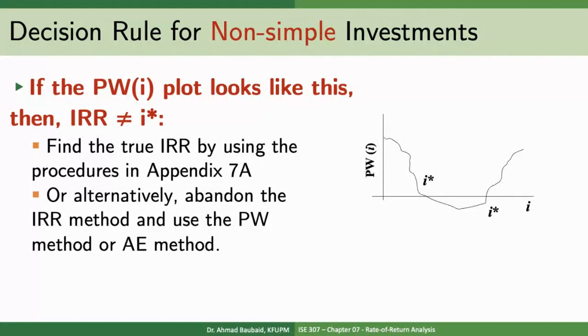If you have a non-simple investment, again, we've seen that in the flow chart just now. Of course, we have multiple I star values, right? So we don't have an internal rate of return per se, or it's difficult maybe to find or to determine which rate of return we need to use. And so in that case, we use appendix or chapter 7a, which comes right after chapter 7, not at the end of the book. This is right after chapter 7. I think before the questions, or maybe right after the questions, if you're interested. Or we can just abandon this IRR approach and just go back to the net present worth approach, or even the AE approach if you want to.